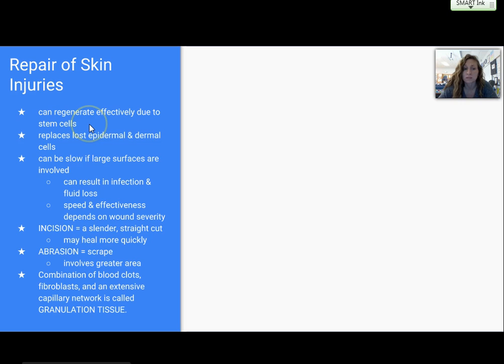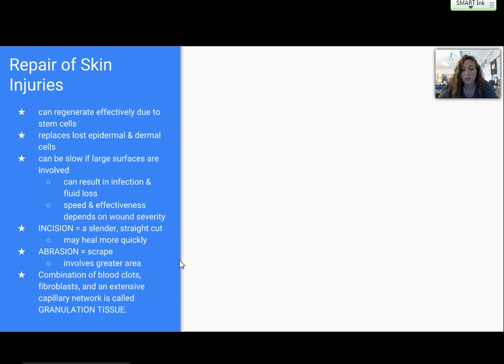But talking about the injury in more detail and the repair of those sites, basically we can regenerate effectively due to those stem cells. It replaces the lost epidermal and dermal cells. It can be slow if there is a large surface involved, and it can also result in infection and fluid loss. The speed and effectiveness is going to depend on the wound severity. We would call it an incision if it was a slender straight cut, which may heal more quickly, and abrasion if it's a scrape, and this involves a greater area.